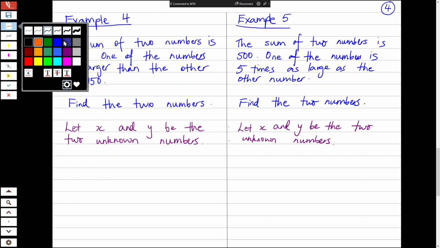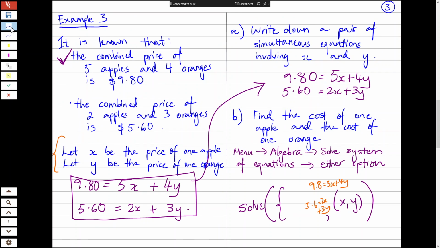I was still writing down the cost of 1 apple, 1 orange. I have to write this down. Oh yes, we need the answer. So you'll find x equals 1, y equals 1.2.